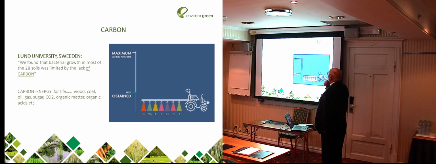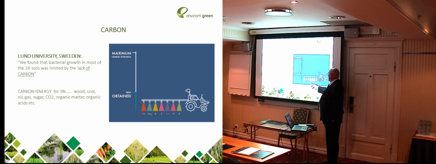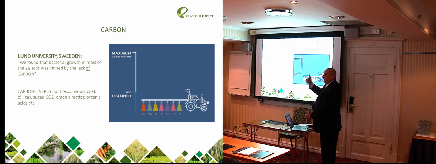In fact, a Swedish university found that bacterial growth in most of the 28 soils they investigated was limited by carbon. And when was the last time you put carbon on your soil? Farmers do not spray carbon. They spray N, P, K, and other nutrients, actually 16 nutrients. Most of them focus on nitrogen because they know that's a method of growing fast, because nitrogen is the protein for cell growth in plants, animals, and biology.